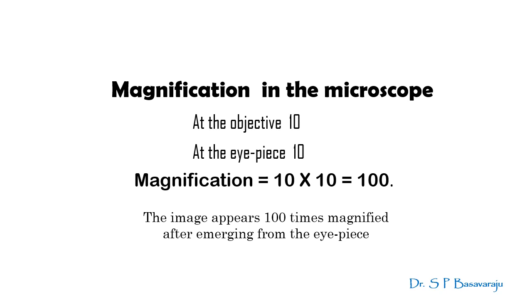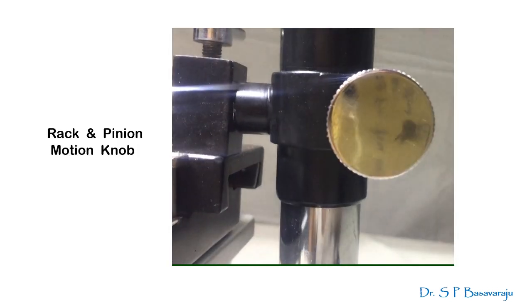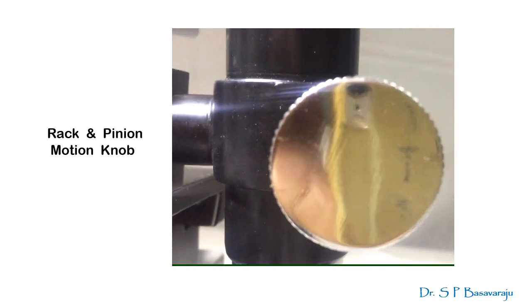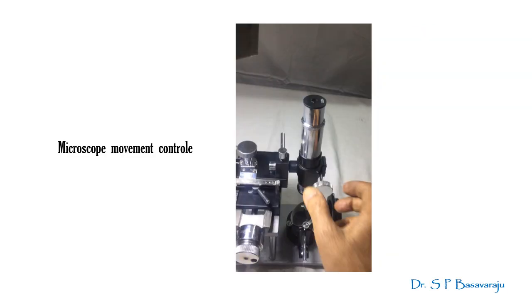Meaning, how do you move the microscope to the focusing distance? It is done simply by turning what is called the rack and pinion motion knob. This is the rack and pinion motion knob. You can watch in this video how it works.